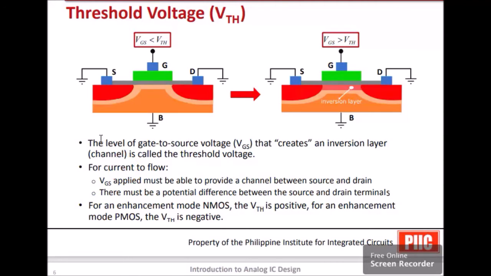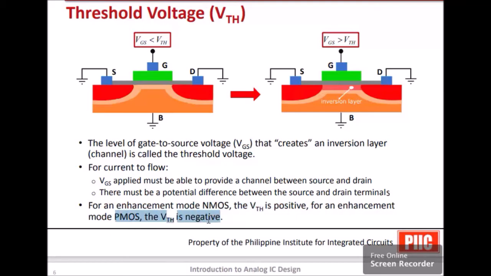Okay po? For an enhancement mode NMOS, enhancement to, di po ba? Kasi kapag nagkaroon tayo ng VGS, nagkakaroon ng channel dito. Nai-enhance, kumbaga. So, kaya enhancement siya. The VTH is positive. So, kailangan positive daw yung VTH. Sorry, nawala ako. For an enhancement mode NMOS, VTH must be positive. For an enhancement mode PMOS, VTH must be negative.